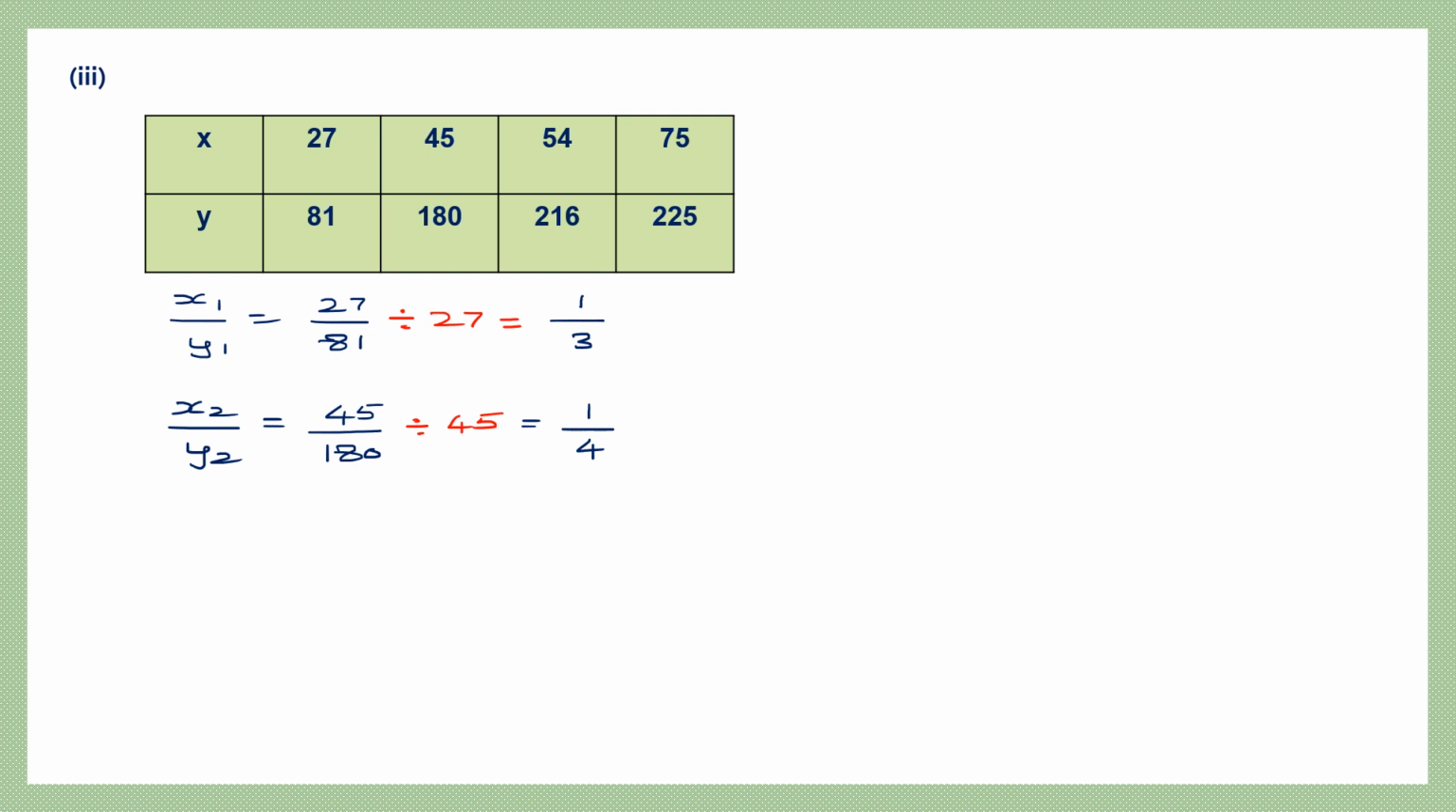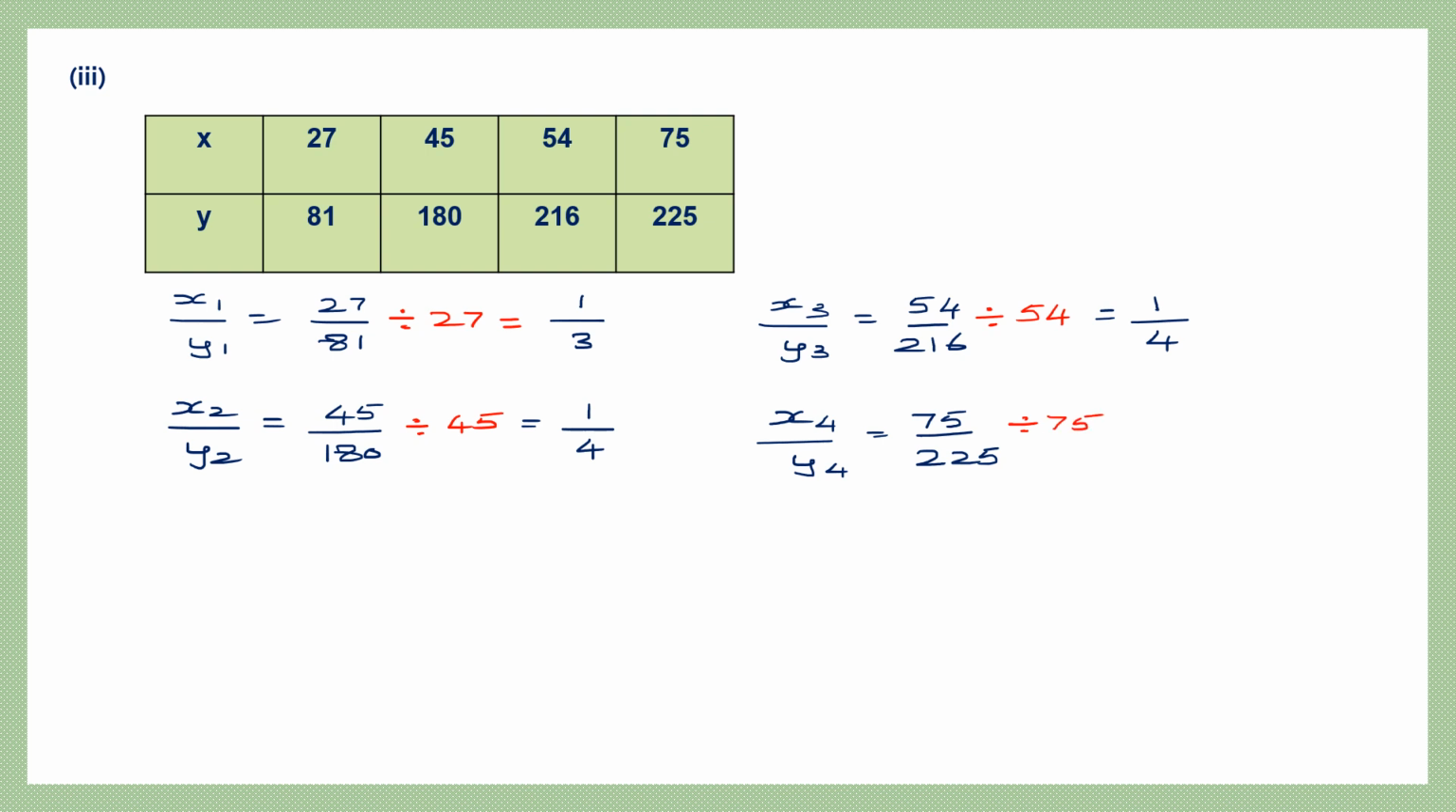So let's take x3 by y3, and that is equal to 54 by 216. Both these are divisible by 54 itself. So let's divide both by 54. So here we get 54 ones are 54. 54 fours are 216. Let's take x4 by y4, and that is 75 by 225. Here we can divide both by 75. So we get 75 ones are 75 and 75 threes are 225.